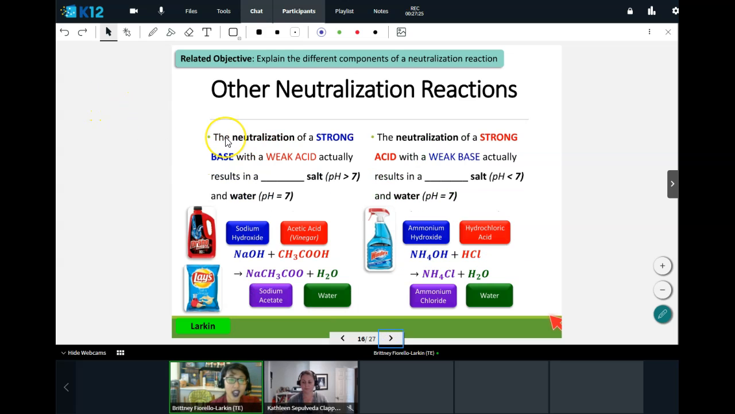Let's jump into it. This time, let's think about what happens if we have a strong base with a weak acid. So sad. Let's take a look here. We have a strong base, sodium hydroxide. Again, it's going to provide OHs. And we have a weak acid here, acetic acid. That's just the chemical term for vinegar.